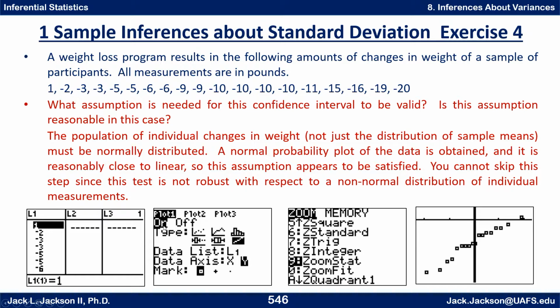Then we go to plot 1, turn it on, choose this last one here. Our data is in L1. Our data axis, we can actually choose X or Y, it doesn't matter. And then mark it. Go down and do a zoom stat. And what you should see here is hopefully more or less close to a straight line. And they're pretty close to a straight line here, so we can assume that we can go ahead and work with this and keep going with this test.